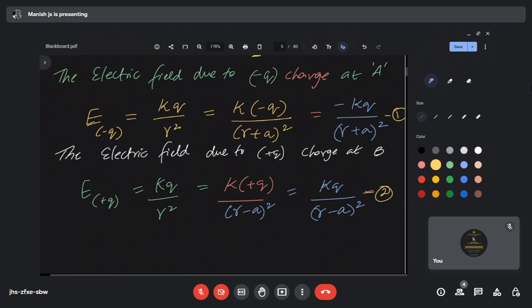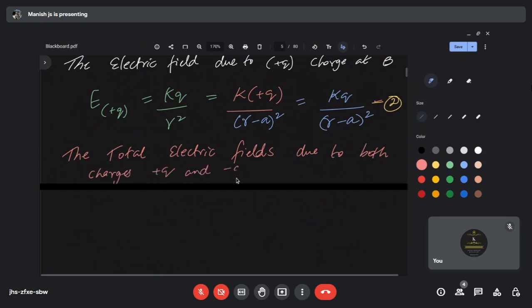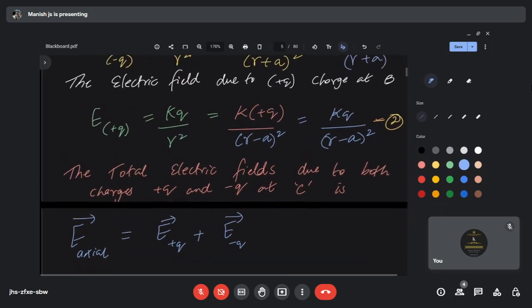Okay. So now we can find out the total electric field. The net electric field we can express as, the total electric field due to both charges plus q and minus q at point C is, the axial electric field E axial is equal to the electric field due to the positive charge plus the electric field due to the negative charge. First we write positive because positive charge is at a higher electric potential, negative charge is at a lower electric potential. So first we put the higher value and then add the lower value.